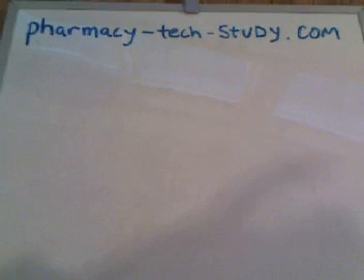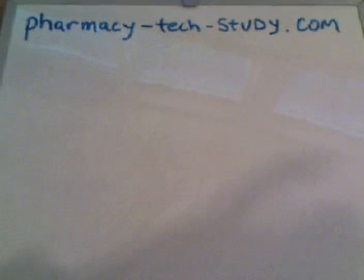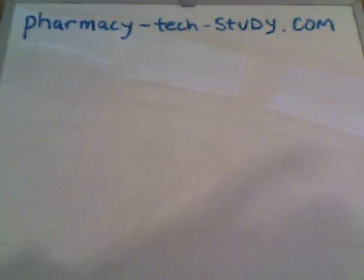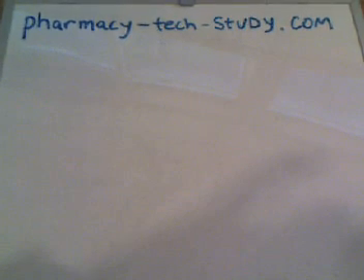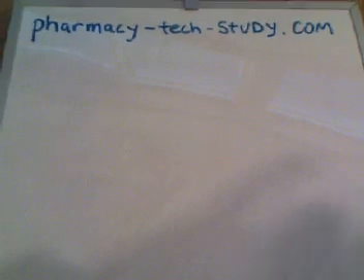Okay, we're going to do an alligation problem. And the question above says, a script calls for 25 grams of hydrocortisone cream, 15%. Your pharmacy stocks both 5% and 20% formulations. How much of the 20% will you use in this order?